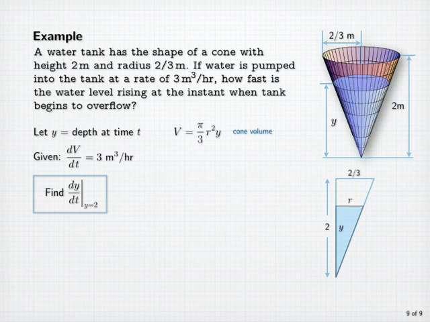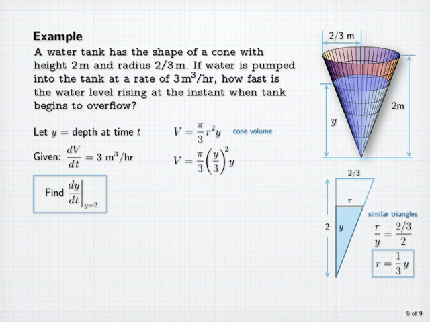Now by similar triangles, we can say that r divided by y is the same as 2/3 divided by 2. Or in other words, r is always 1/3 of y. So we use that in our formula and obtain V equals pi over 3 times (y over 3) squared times y, or pi over 27 times y cubed.